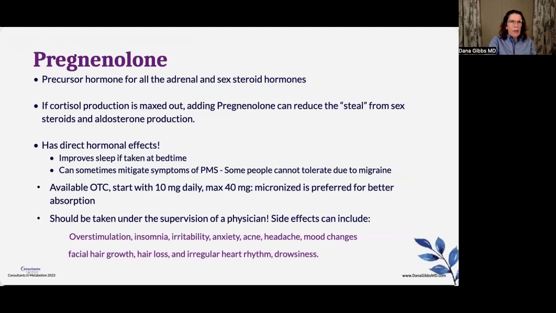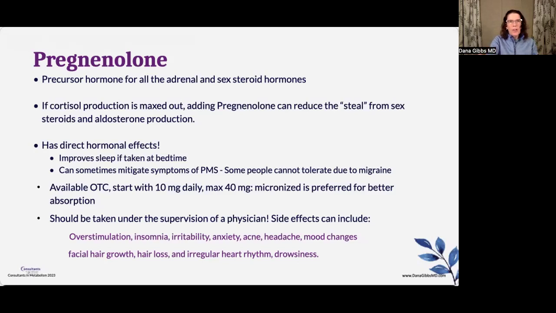And pregnenolone will not be converted into other hormones unless your body needs them. Whereas if you take progesterone, progesterone is directly a hormone. It has direct effects. And so if you don't need excess progesterone, then the way to get this taken care of is pregnenolone. And that's actually something you can buy over the counter too.